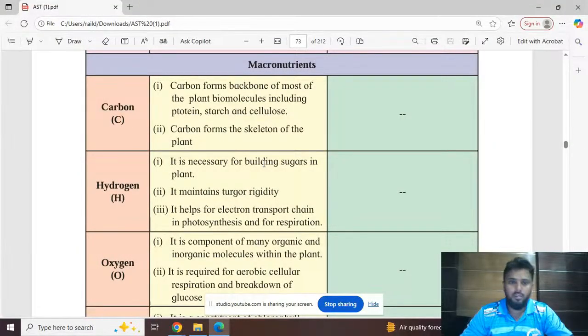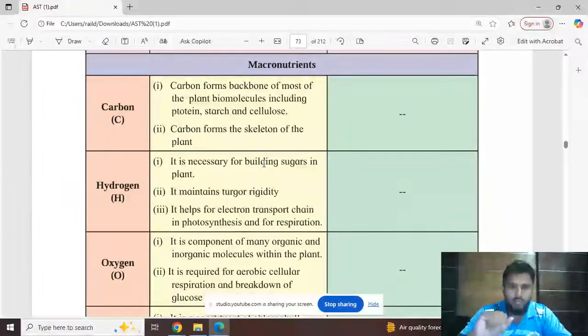In the morning session, I already told that carbon, hydrogen, and oxygen are the three elements which are naturally provided, or naturally present in the soil, in the air, in the atmosphere, and because of that, the plants get them. So there is no deficiency symptom of these three elements, but they have certain functions. I'm not going to explain all the functions as well as the deficiency symptoms. We'll see just one, two, three, and the rest you have to study.